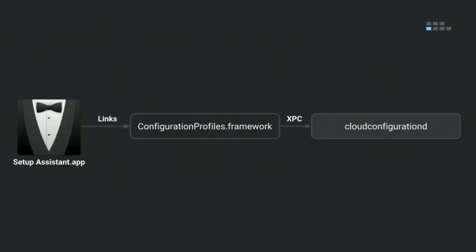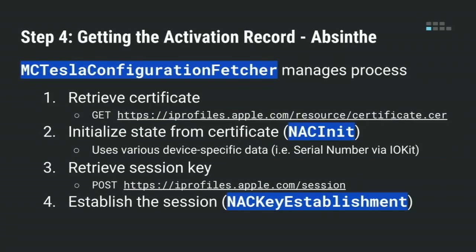So let's go back to our fancy architecture diagram. So we have setup assistant, which is now linked to the framework, and it is ready to call the function to retrieve the activation record. So at this point, it sends a message to Cloud Configuration D over XPC to say, well, you should actually implement the fetching process. And now we'll go over exactly what happens during that process.